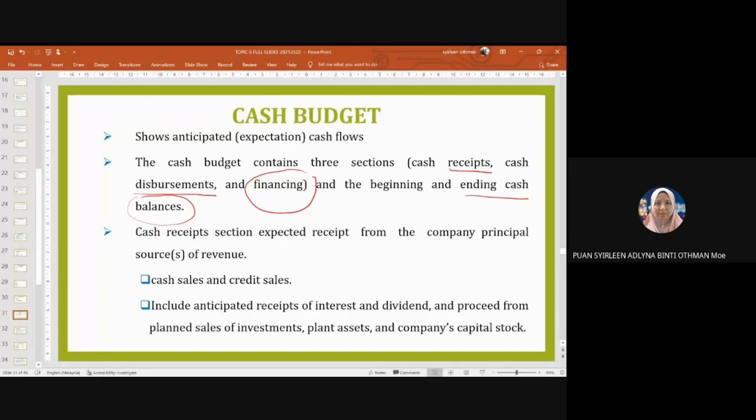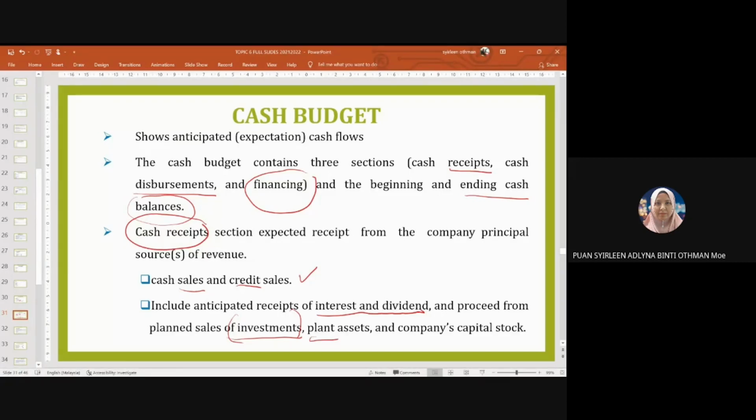Okay, alright, so cash receipt section, expected receipt from the company's principal source. Okay, it's either from your cash sales or your credit sales. Okay, lepas tu selain daripada penerimaan, we are talking about cash receipt, penerimaan tunai. Okay, selain daripada terimaan melalui jualan tunai atau jualan kredit, okay, sesebuah company itu juga menerima wang melalui pembayaran ataupun penerimaan interest and dividend. Okay, kalau kita ada saham, that means we are eligible to receive the dividend for that particular month or year. So itu akan jadi penerimaan tunai juga. Proceed from planned sales of investment. Okay, kalau kita ada pelaburan, so from keuntungan from the investment, that will be included in your source of cash receipt as well.